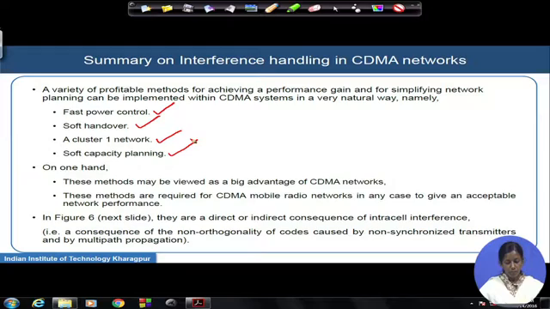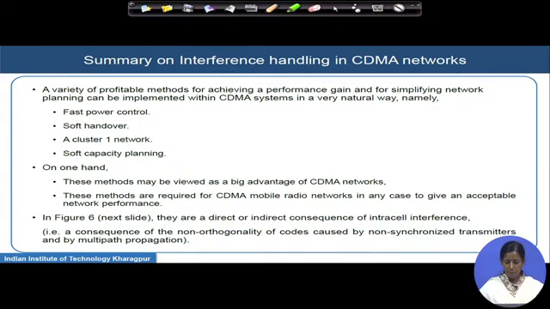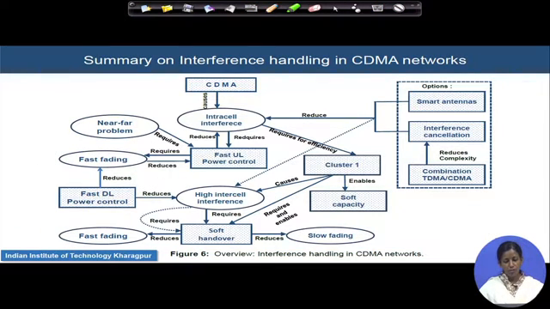And on one hand, these methods may be viewed as a very big advantage of handling the CDMA network, but on the other hand, for mobile networks to give acceptable performance, at least more than one of them needs to be applied to get a successful performance in the network. And in the next slide, we will summarize more comprehensively. So, these are the overall interference handling mechanisms that we have discussed till now.